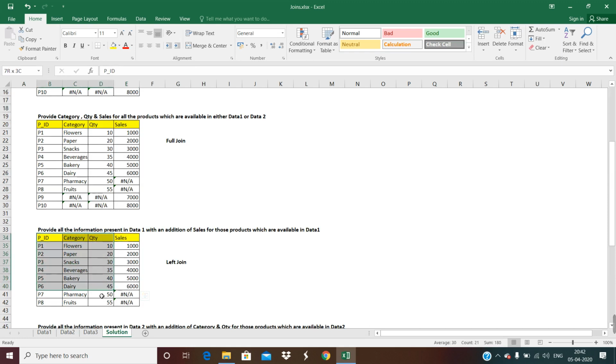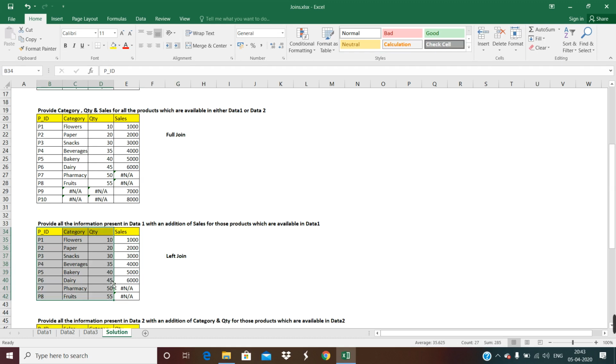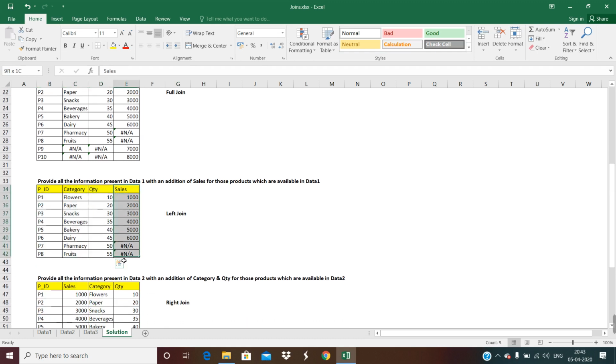Now, this information that we have got is from the left data set, because this is a part of my data 1, and this information is from my right data set. So when we want such kind of information, wherein we want all the information from the left data set and only those variables from the right data set which are actually not in the left data set, so sales is in my right data set, which is not there in the left data set, for all those products which are available in data 1, that is in my left data set, we call that a left join, because we want all the information from the left data and only whatever information can be available from the right data.